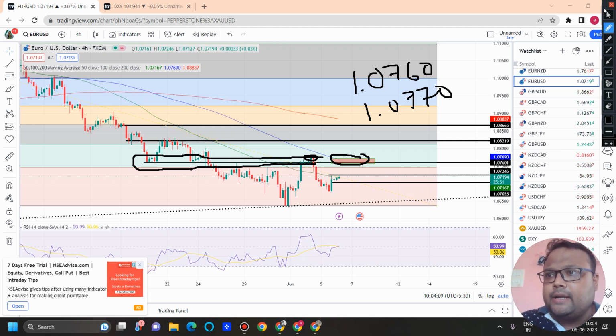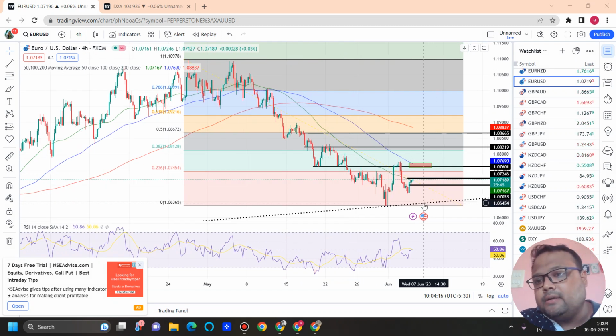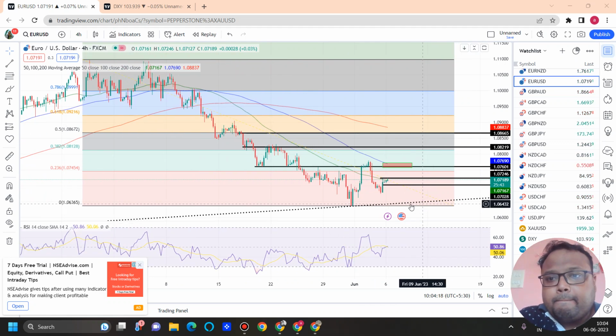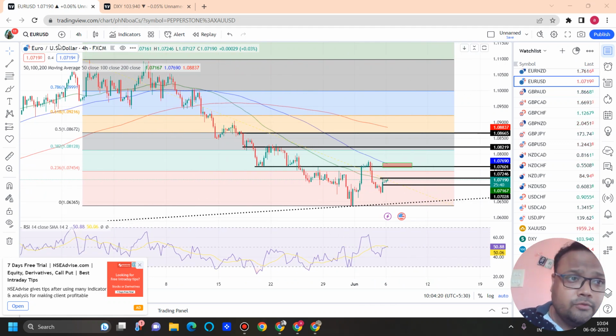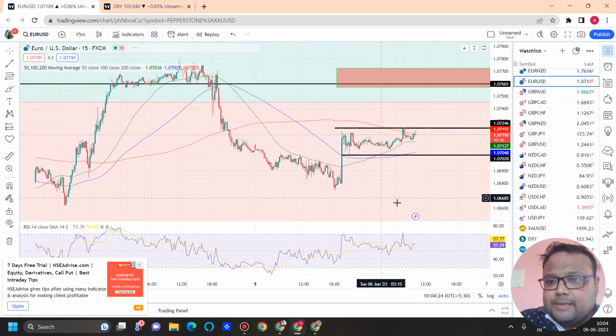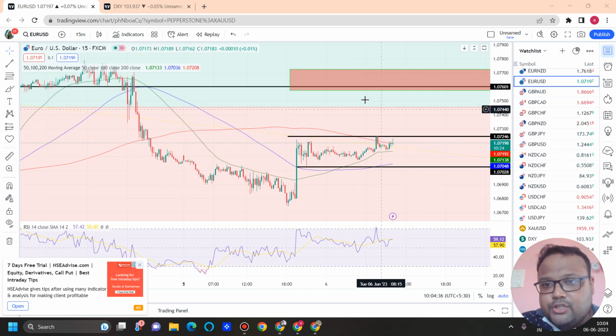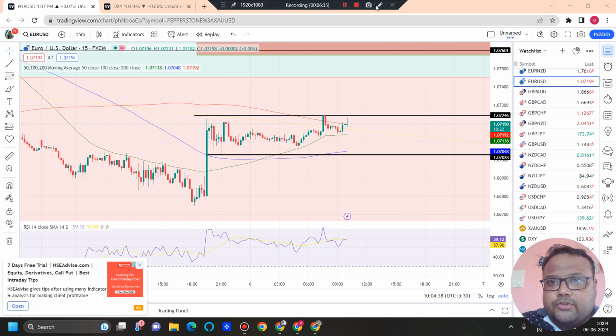So where is the support then? As I said, the market is showing signs of trend reversal technically. So if the market comes down and bounces from the trend line at the bottom, we can look for a buy position. But to take support around the trend line, the market will have to cross this range first. The market is stuck in a range right now.